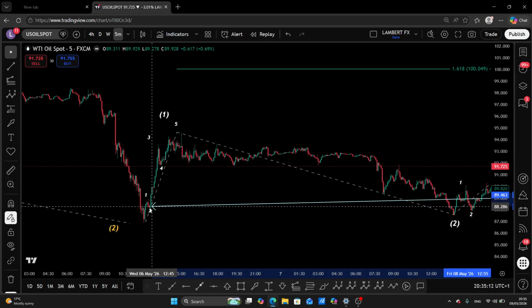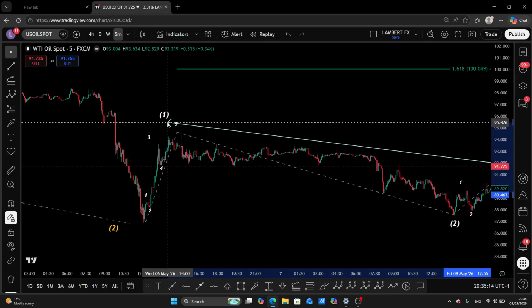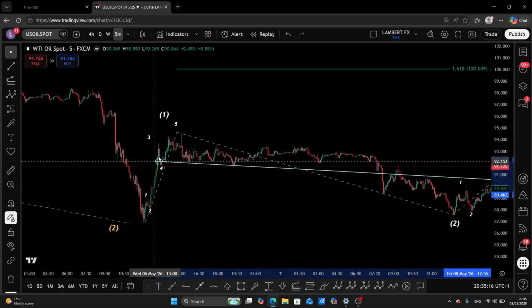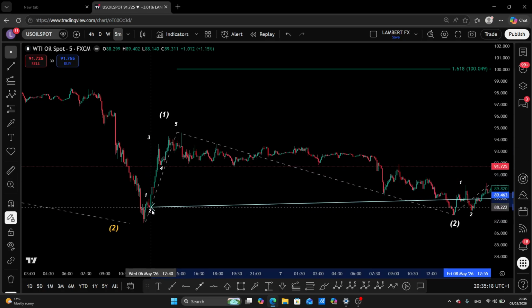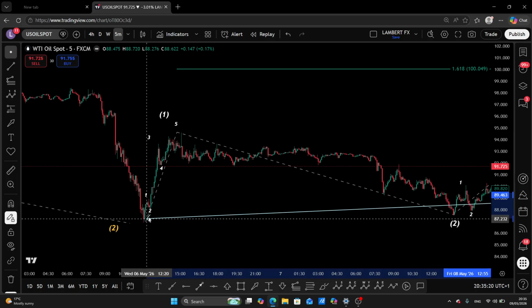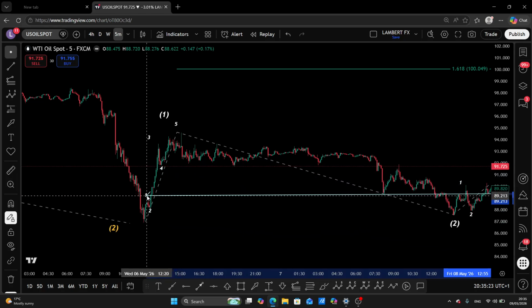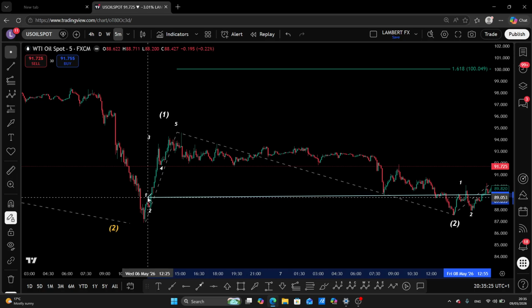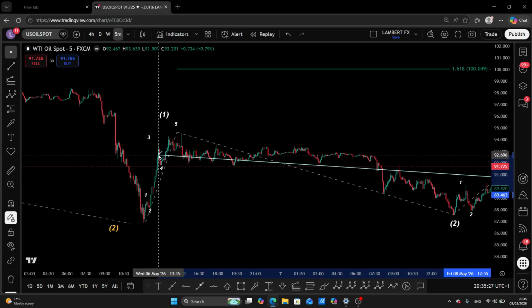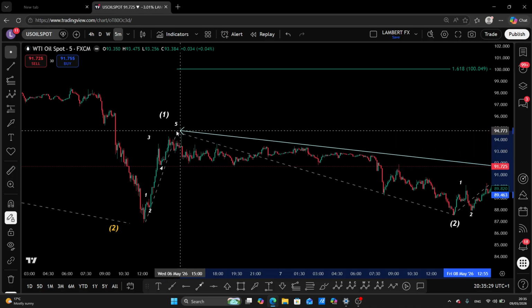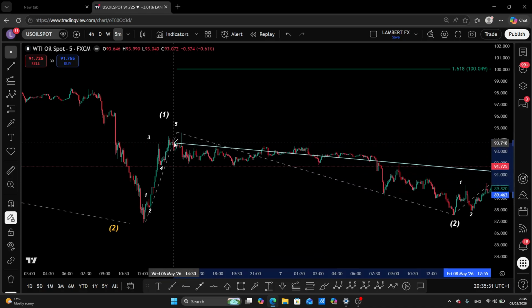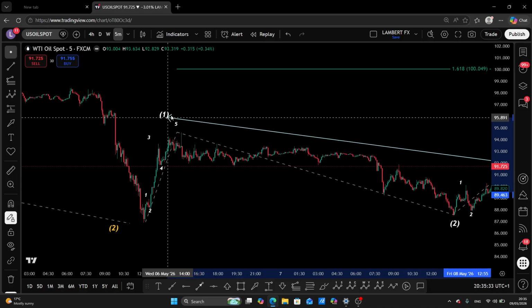All right. So this 5 leg up here is basically a 1, and we have our rules for the 5 legs up. Yeah. So the rule is that a 2 must not go below 1. Yeah. And the 4 must not trade where 1 finished, and the 3 must be the longest wave, and then a 5 must close above the 3. So all the rules were met. Yeah. And this becomes our 1.